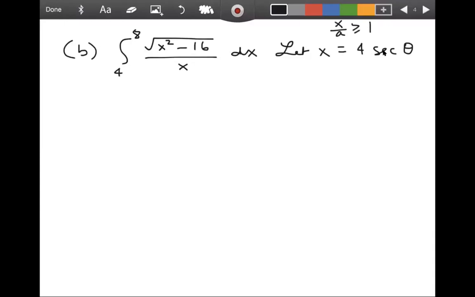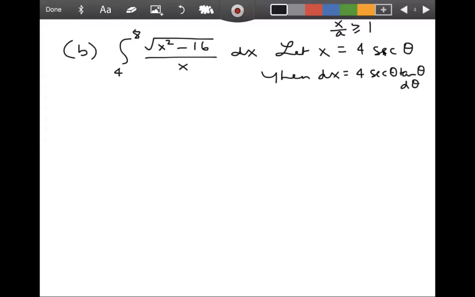So we are thinking of theta as being between 0 and pi over 2. Okay, greater than or equal to 0, but strictly less than pi over 2. But again, I'm not going to change my limits of integration, so we probably won't have to think about that. Okay, so if x is 4 secant theta, that means that dx is 4 secant theta tangent theta d theta.